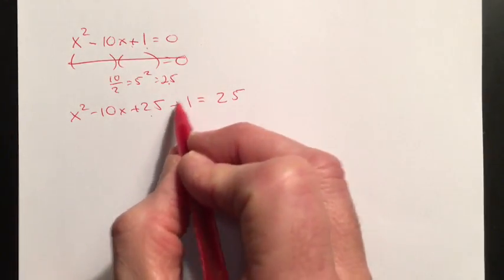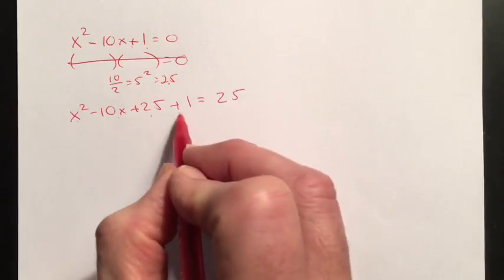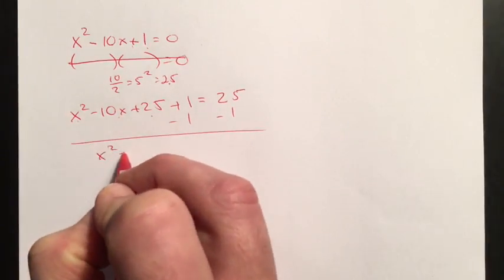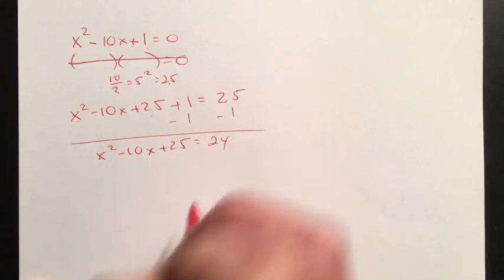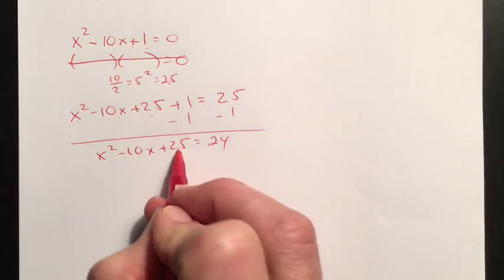All right, so let's get rid of this 1 now, because this number was chosen to help us factor this x squared and 10x. So let's keep going out by subtraction. That's pretty easy. And now you've got this, plus 25 equals 24. Now what do we do with that? Well, we can factor this now, because we created the perfect square.